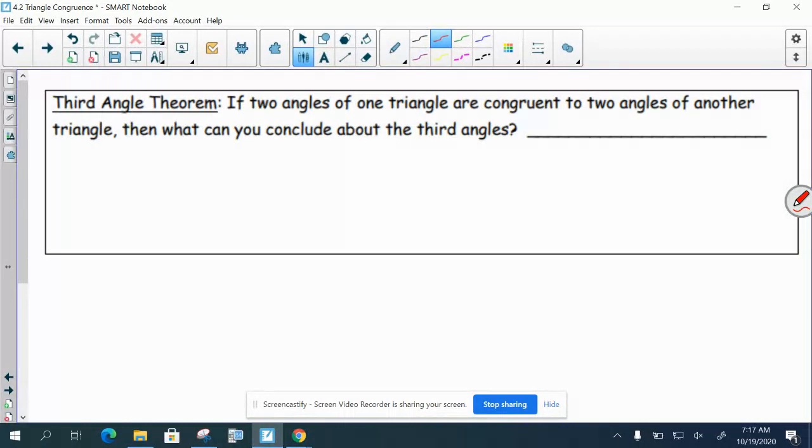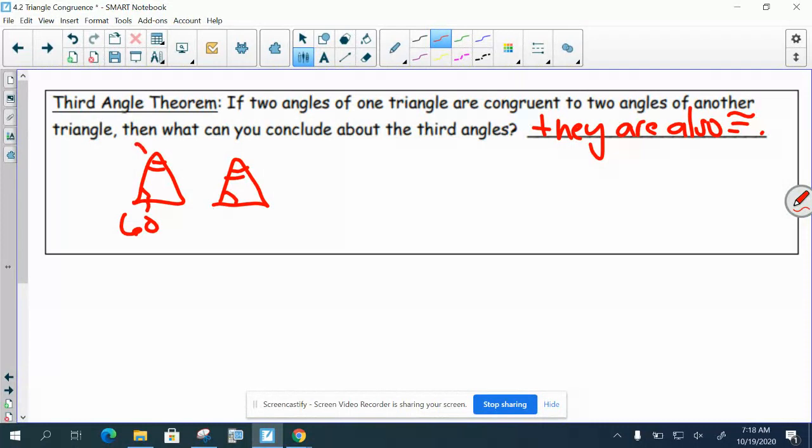All right, and then the third angle theorem says that if 2 angles of one triangle are congruent to 2 angles of another triangle, then what can you conclude about the third angles? So, for example, you have 2 triangles here. You know that these 2 angles are congruent, and you know these 2 angles are congruent. So what can you tell about those 2 angles? Well, they are also congruent. Kind of obvious, but for example, if this angle was 60, if this angle was 20, then this angle would both have to be 100 because of the triangle sum theorem that you learned in the last lesson.